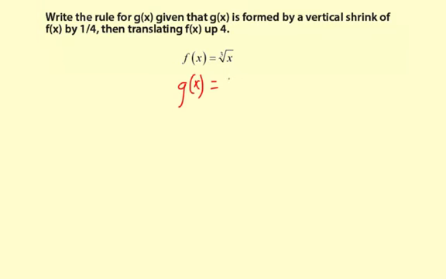So let's do the vertical shrink first. That means 1/4 will be in front of the cube root of x. Okay, so this 1/4 is a vertical shrink by 1/4. And then translating up 4 means there's a plus 4 outside of the cube root sign here. So this is our g of x. And let's verify on the graphing calculator.